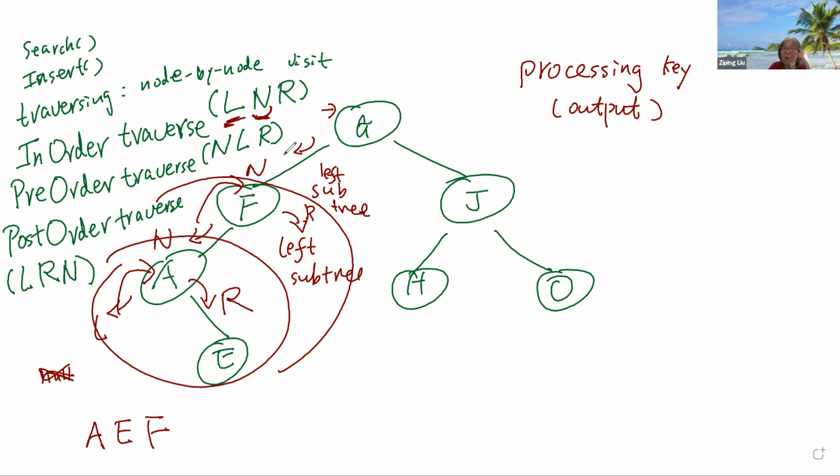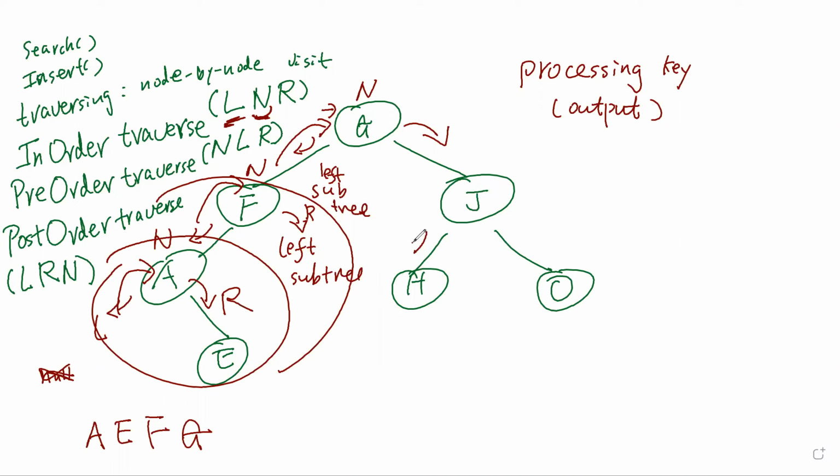Then I basically finish this left subtree, so I go back to the node. The node is G. Then I move to the right. Should I output J? Not yet. Very good. Where should I go? I should go to the left. You go to the right, and this node still has a left, so you need to go back.